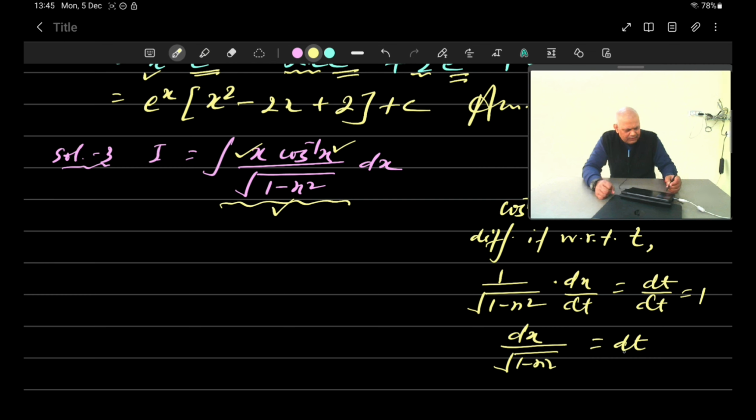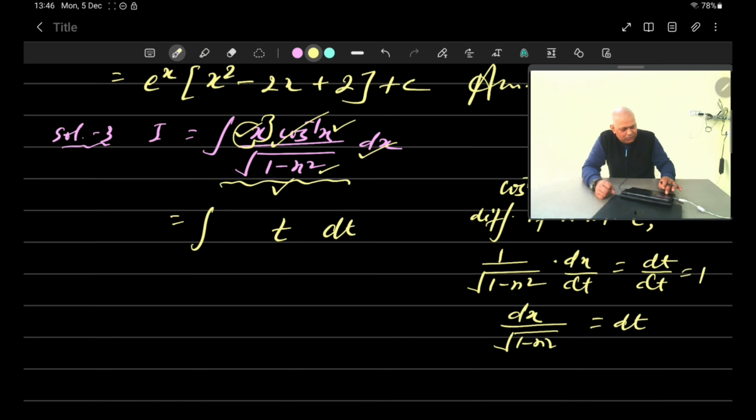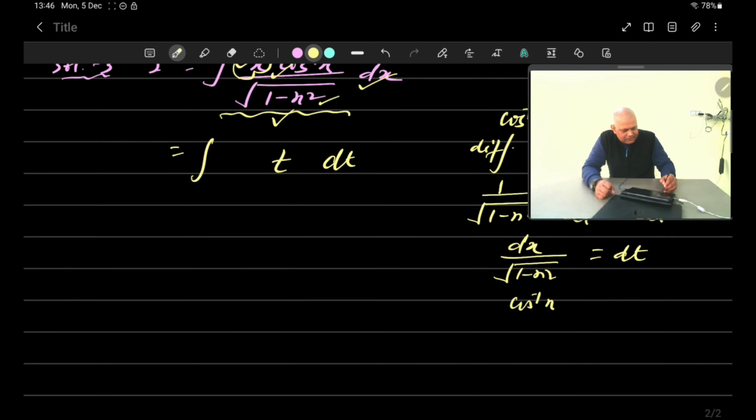So you can use this here: the integration of dx divided by root over 1 minus x squared can be written as dt. Cos inverse x you have considered as t. Now, what is the value of x? Since cos inverse x is t, if you apply cos on both sides, then cos and cos inverse are reciprocal to each other, as you already know. So x is nothing but cos of t.